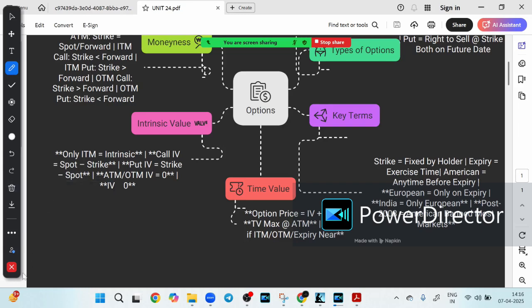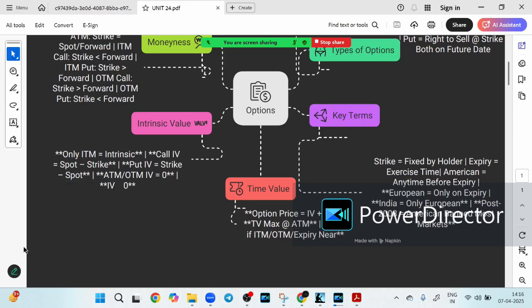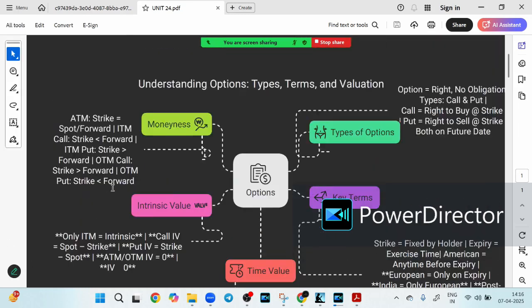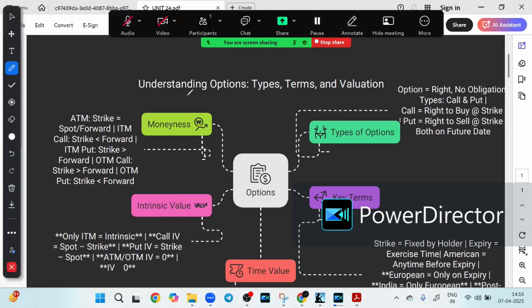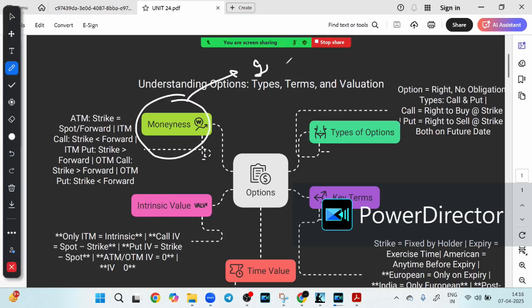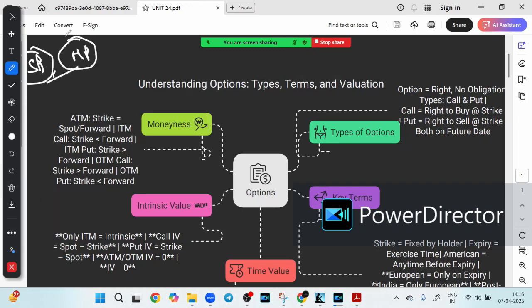Now there is something called moneyness: is your option profitable? Whenever I say moneyness, it basically means I am answering the question, is the option really profitable? So moneyness tells you where the strike price stands compared to the market price. I just told you about the strike price and the market price. Where the strike price stands in comparison to the market price is what is told by moneyness.